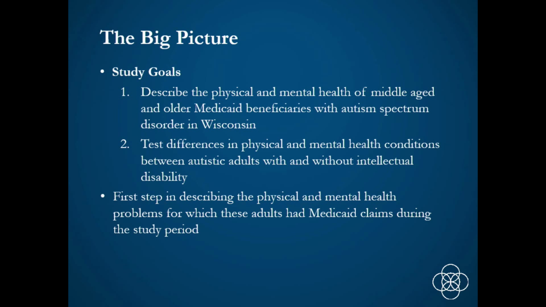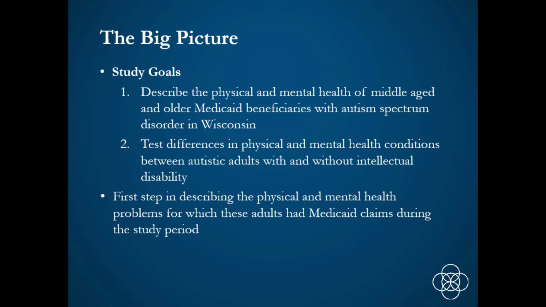So the big picture of this study was that we were trying to describe the physical and mental health of middle-aged and older Wisconsin Medicaid beneficiaries who had a diagnostic code for autism spectrum disorder during our study period. And using these data, our goal was to test differences in the physical and mental health of autistic people with and without intellectual disability. For us, this is the first step in describing the physical and mental health problems that adults with autism have in their Medicaid claims during the study period.